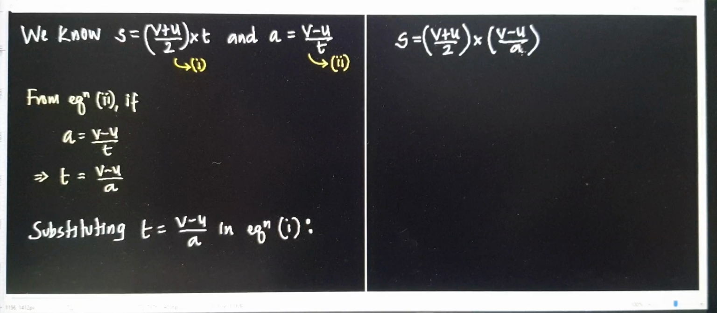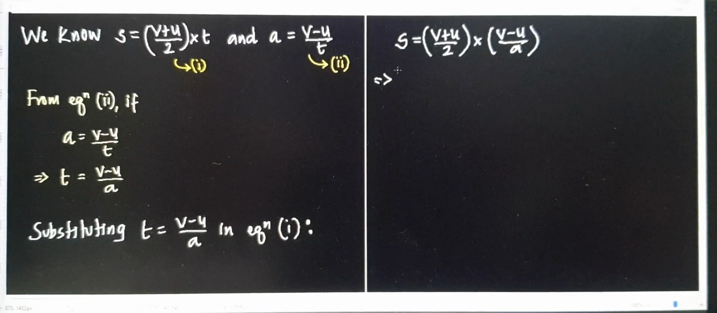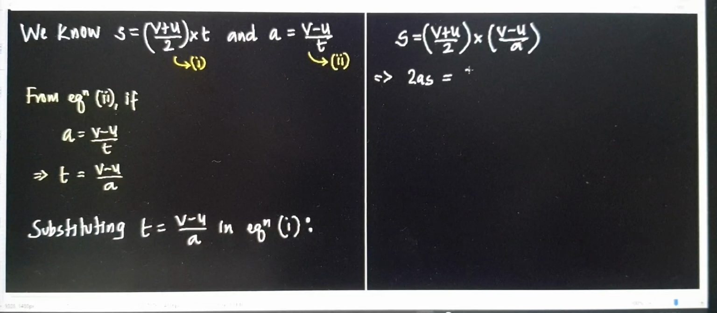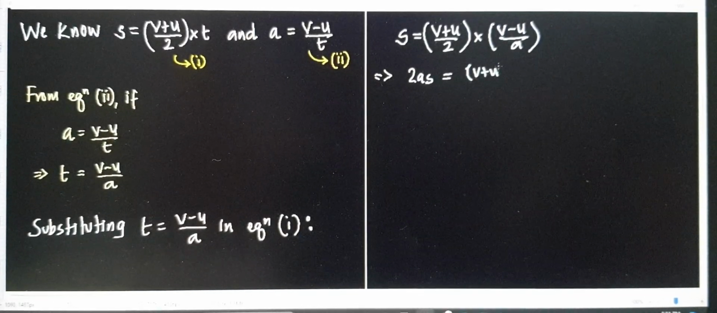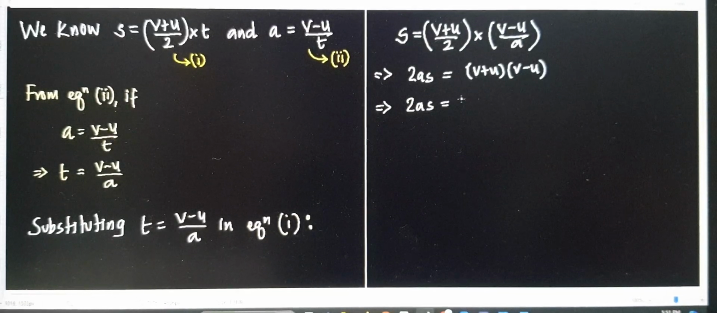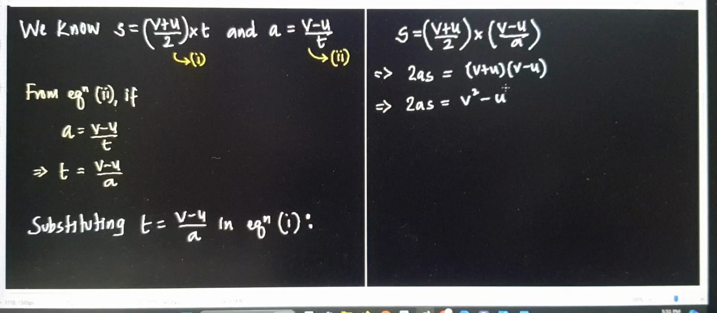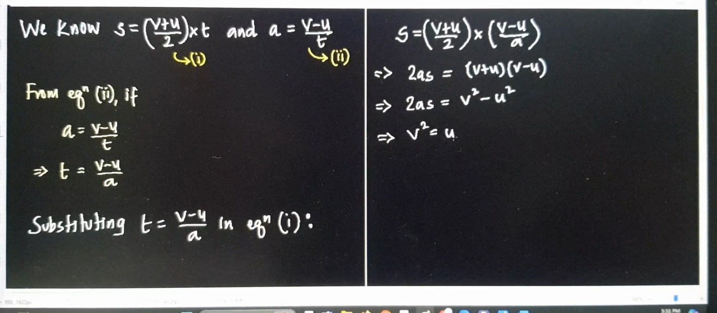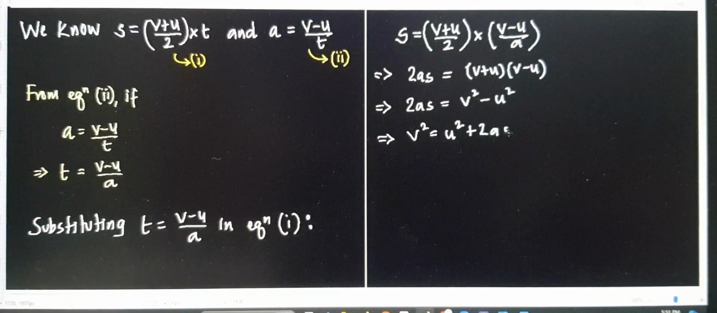Very nice, right? Okay. So we are going to combine these two. I mean, we bring 2a to the other side. So we get 2AS equals (B plus U) times (B minus U), which is essentially (A plus B) times (A minus B). So we get A squared minus B squared. Agree? And then we simply rearrange, and we get U squared plus twice AS.